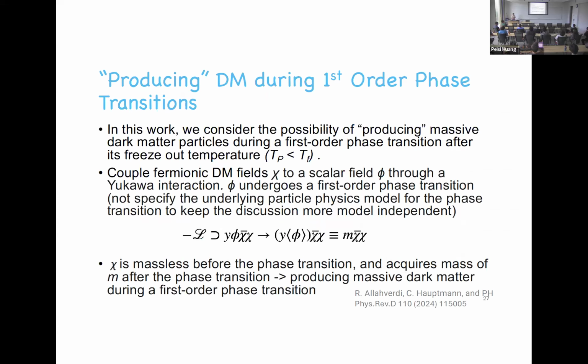What we are proposing here is to produce the massive dark matter during a first order phase transition. We couple the fermionic dark matter field, which we call chi, to a scalar field phi through a Yukawa interaction. Then we let this phi undergo a strong first order phase transition. Here I'm not going to specify the underlying particle physics model for the phase transition, to keep the discussion more model independent. If you have a favorite model, feel free to put it there. This chi is massless before the phase transition and acquires a mass of m after the phase transition. In this way, we produce the massive dark matter during the first order phase transition.